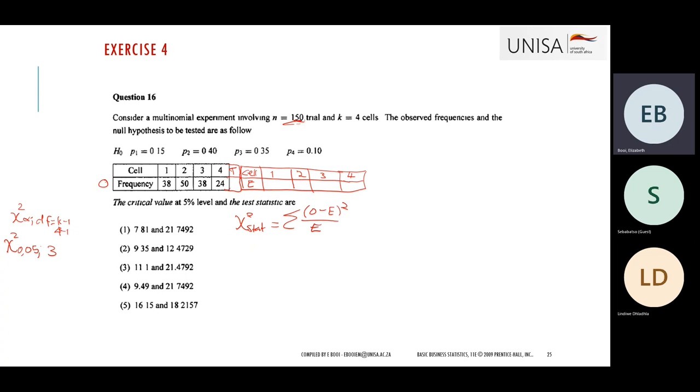And they are asking you to calculate also the expected values. Remember, for the expected value we use the probability times the total, and you will write your expected value there. And once you are done, substitute. I'm going to give you time to work it out, and then we'll work it out together.